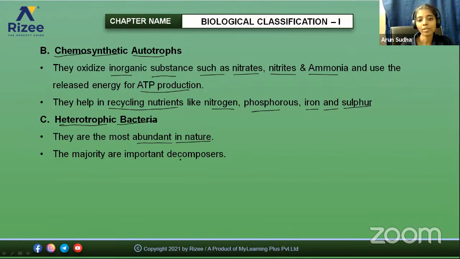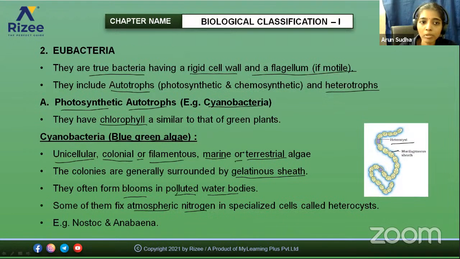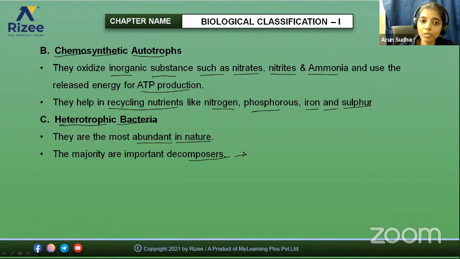The majority are important decomposers. So they help in decomposition. They depend on dead organic matter, so they help in the decomposition of dead organic matter. These are the different types of eubacteria: photosynthetic autotrophs, then chemosynthetic autotrophs and heterotrophic bacteria. So I hope you are clear with this.